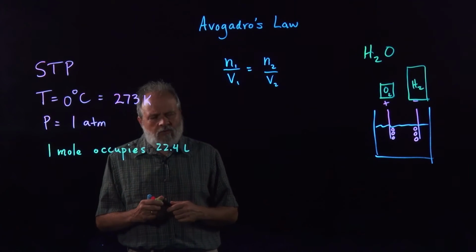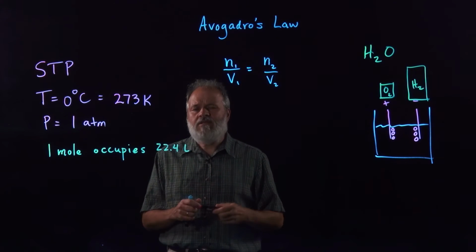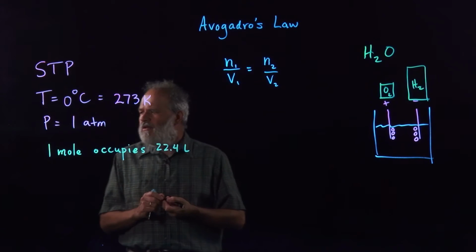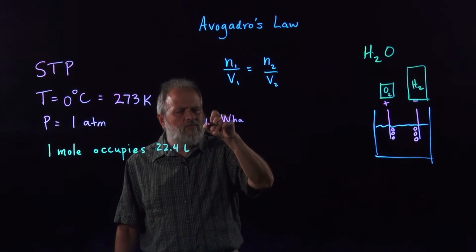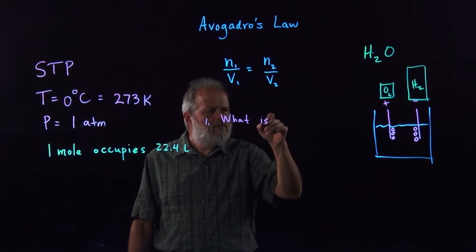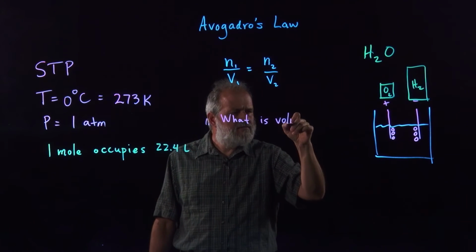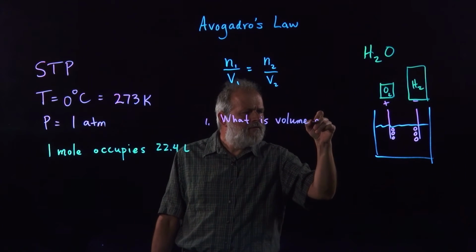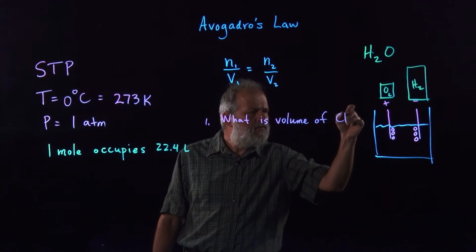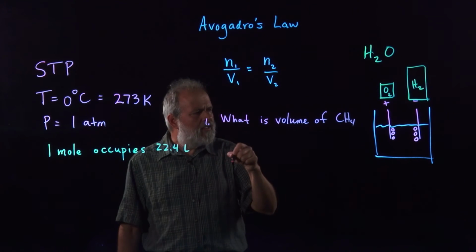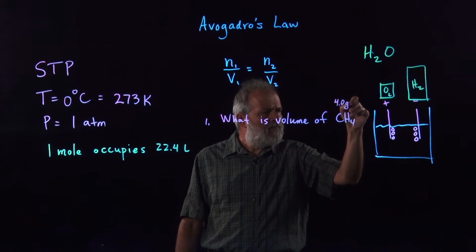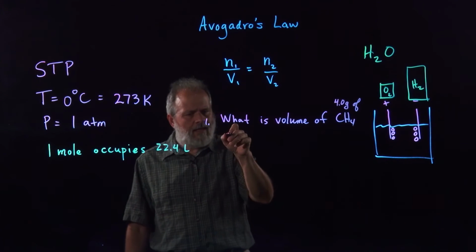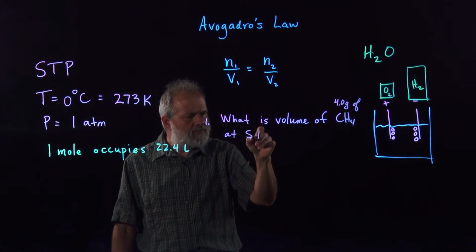So we're going to use that conversion factor in a problem. So let's take a look at a problem or two. What is the volume? So this is the first problem. What is the volume of natural gas, methane, and we're going to say 4 grams at standard temperature and pressure.